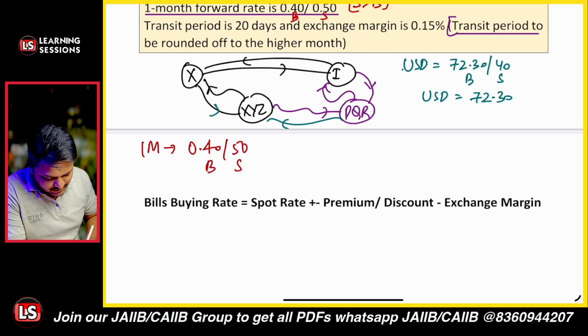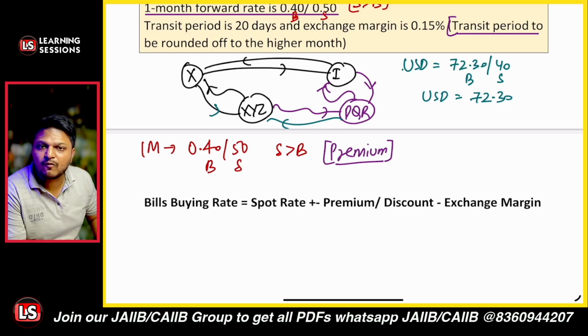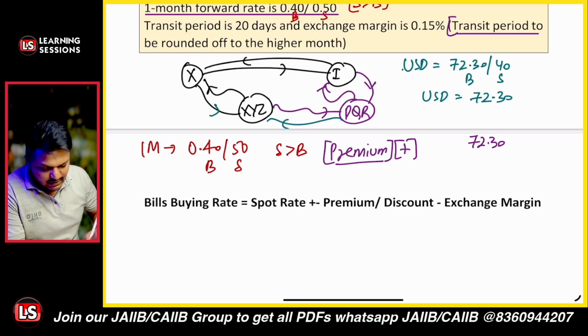These are buying forward points, selling forward points. Selling forward points are greater than the buying forward points, which means the currency is available at a premium. And when the currency is available at a premium, the forward points are to be added up. The spot rate is 72.30 and the forward points are to be added up. Which forward points? Buying forward points.